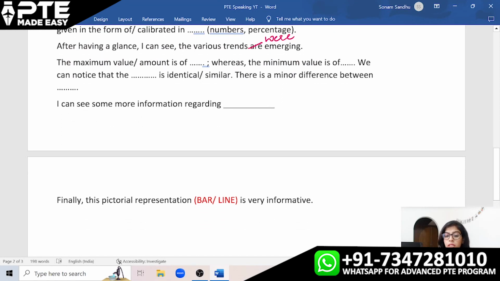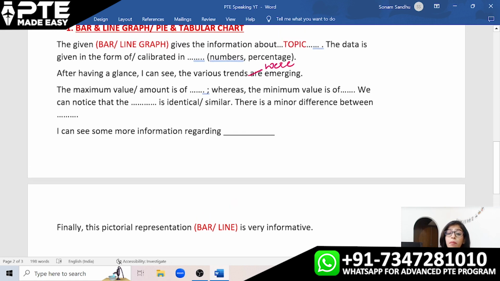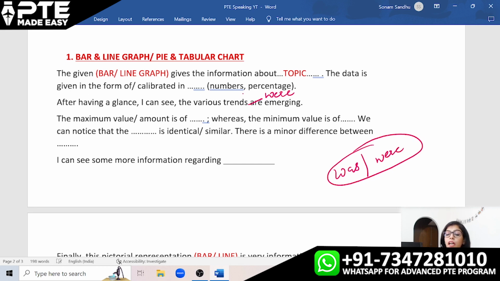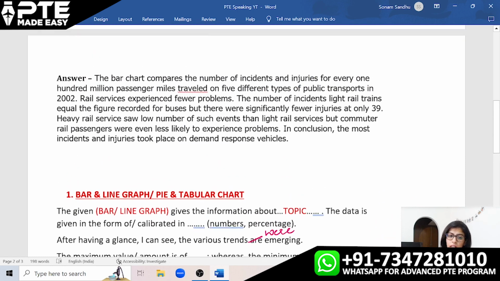Finally, this pictorial representation is very informative. Simply, this pictorial representation or this bar graph or line graph is very informative. So we simply need to use the template like so. If it's in the past tense, simply use was or were. If it's in the present tense, replace it with is, am, are. So this is what you need to take care of. This template can definitely simplify the describe image task.